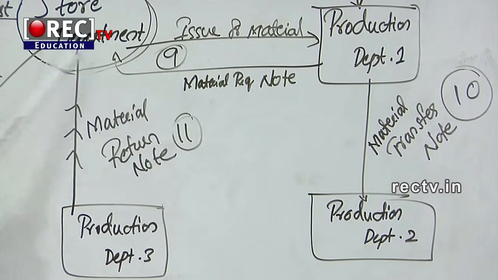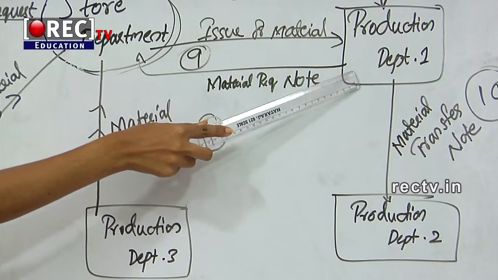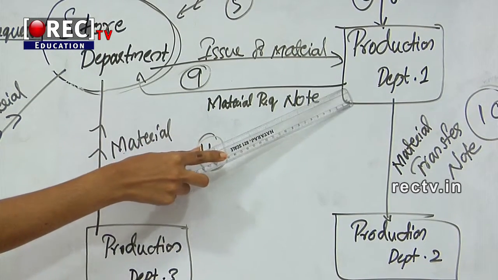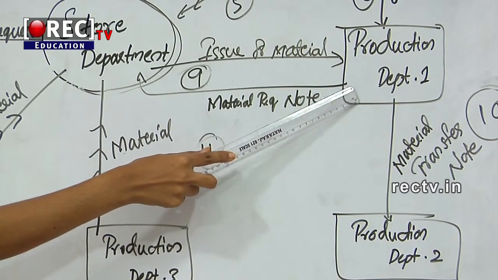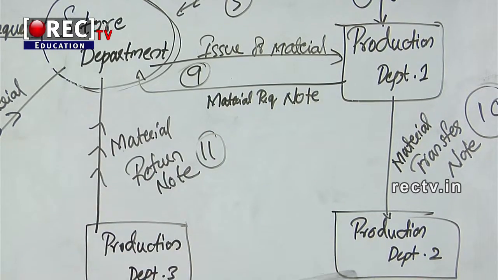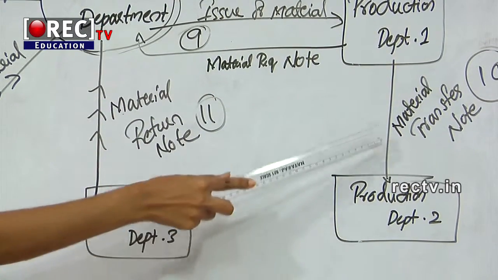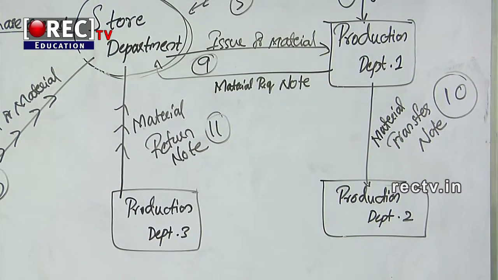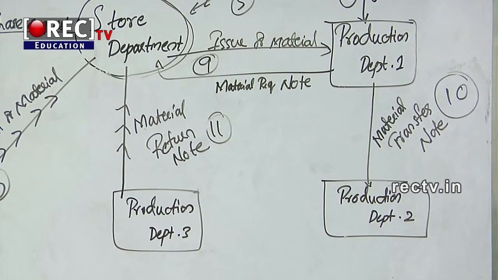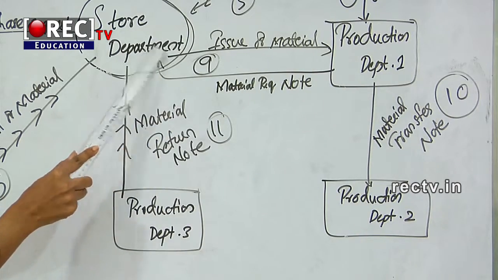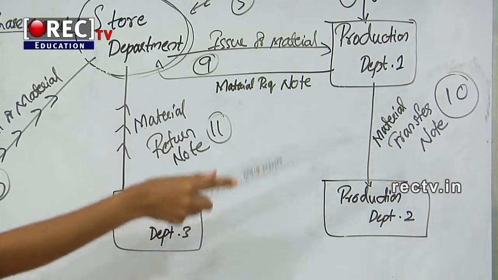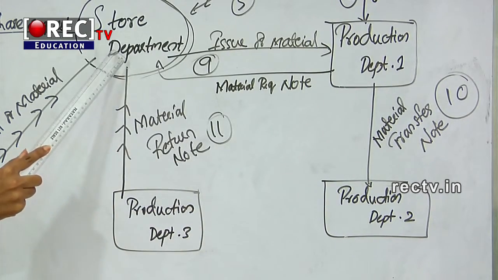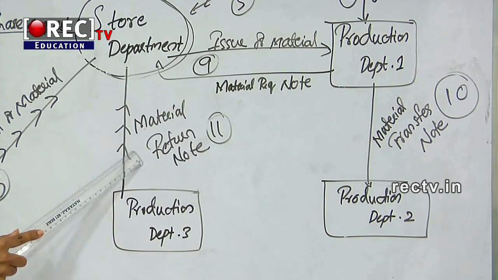When the stores department issues materials to the production department, and there is any excess of material in the production department, we can send this excess material to another production department by material transfer note. Instead of sending this excess material to another production department, if we send it to the stores department, it is done by a material return note.